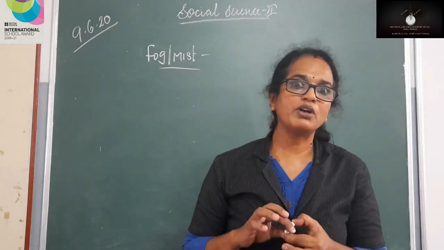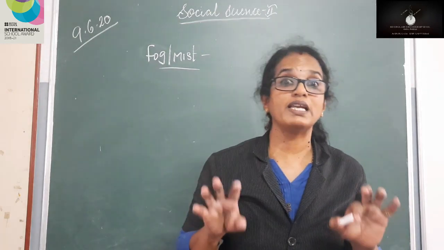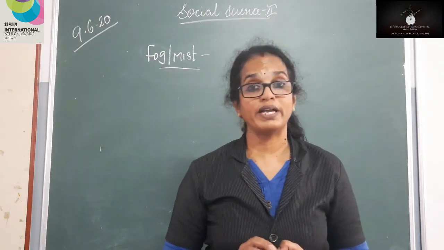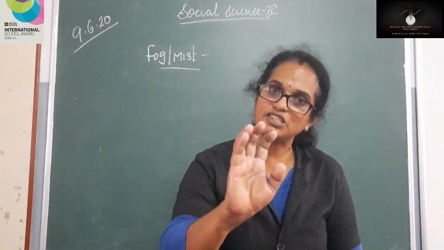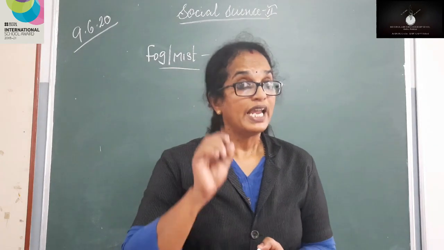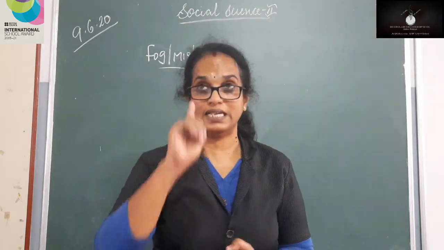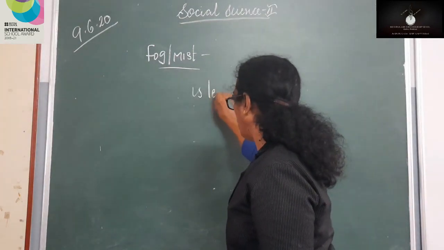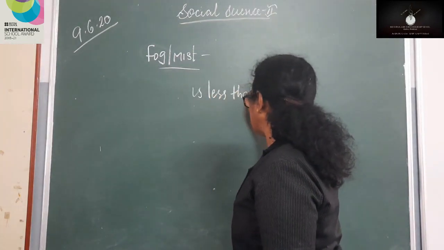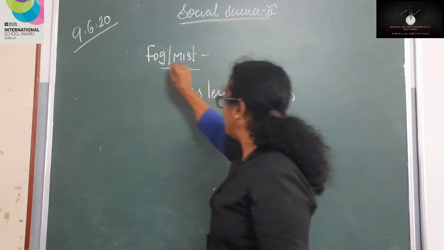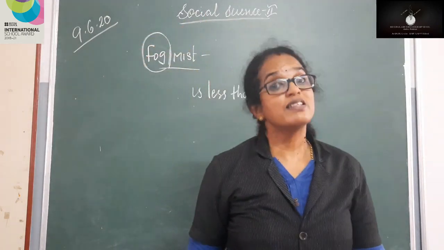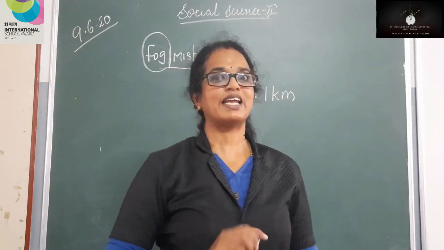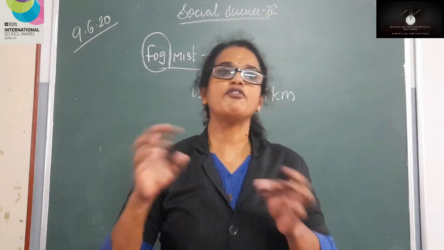Now naturally you will have a question. Teacher, how can we write for the exam? If a question is asked, distinguish between fog and mist. Let me explain. I'll give a solution for this. No need to get tense. If the range of visibility is less than 1 kilometer, it is called as fog.